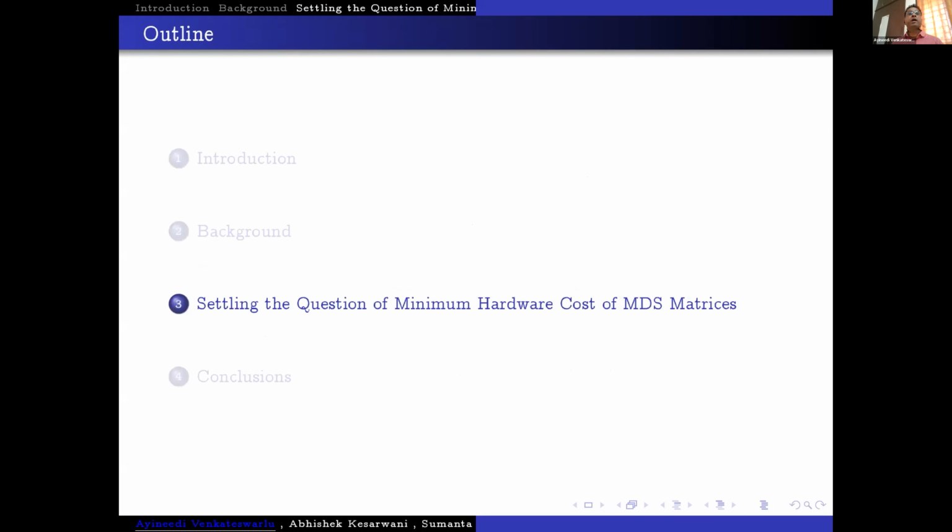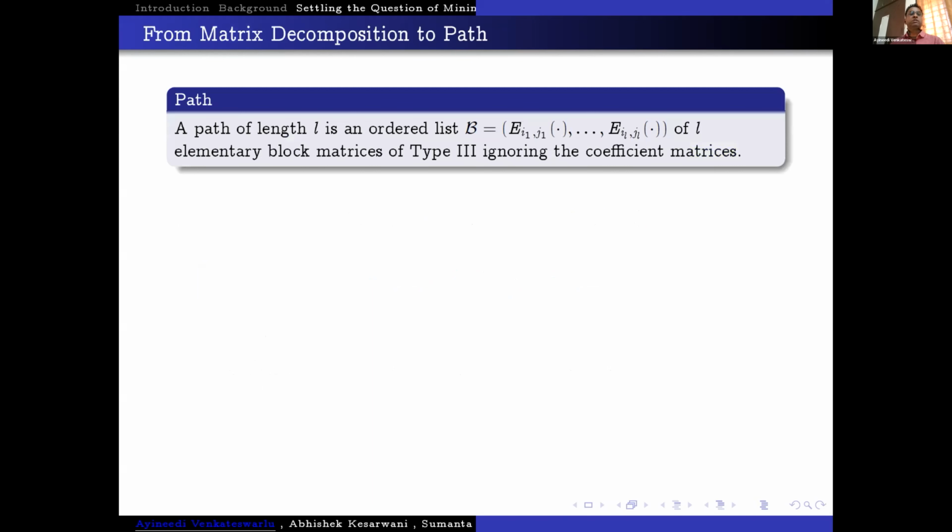Now we discuss the main ideas in settling the lower bound in our search technique. A path of length L is an ordered list of elementary block matrices of type 3, ignoring the coefficient matrices. So you can view it as an ordered list of tuples consisting of row and column indices of the type 3 matrices.